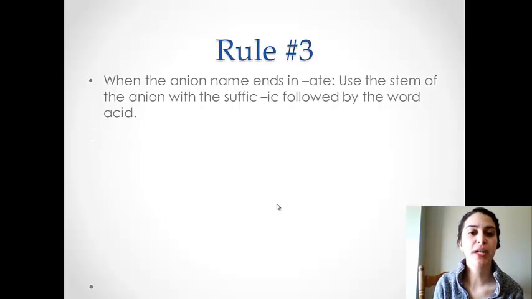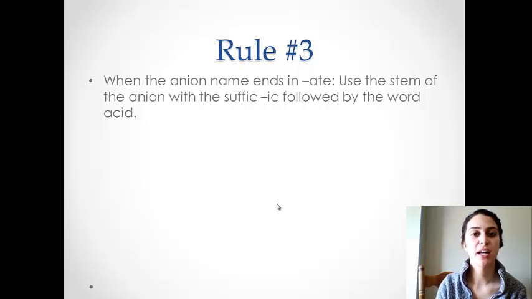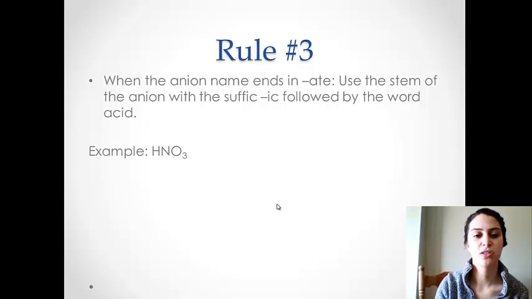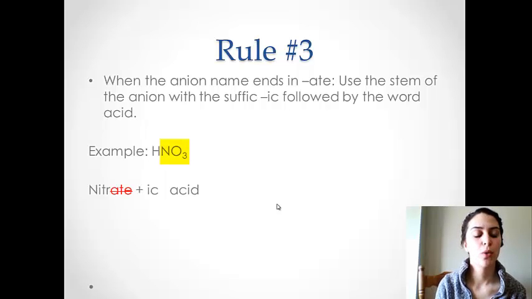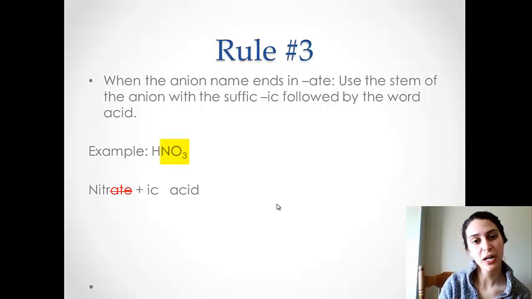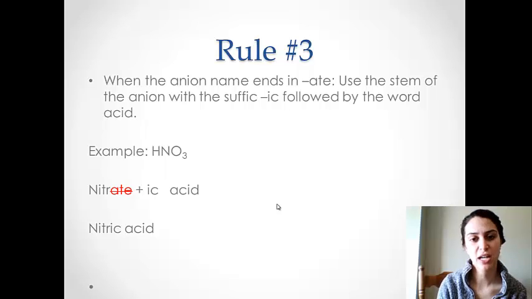And rule number 3 is when the anion is a polyatomic ion, and it ends in -ate, you're going to, again, take the stem of the word, put the suffix -ic at the end, and then follow it by acid. So let's look. We have HNO3, and NO3 is nitrate. So we're going to take nitrate, put -ic at the end of it, and add acid. So this is nitric acid.